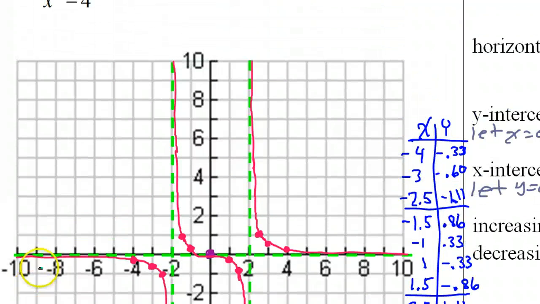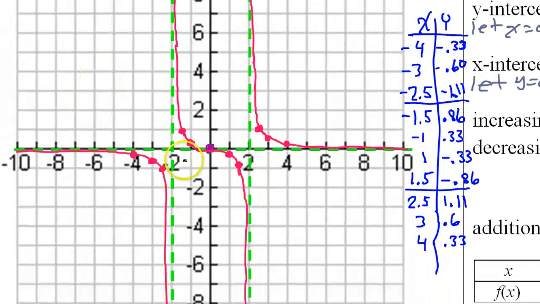All right, by the way, if they had asked for the range, it would have been negative infinity to positive infinity, just one interval, unbroken, because of this middle part.